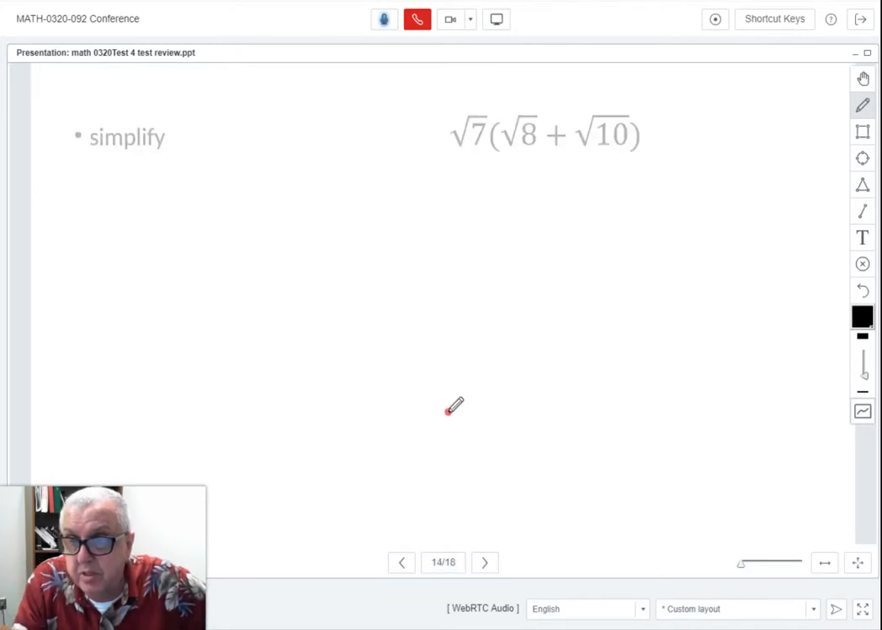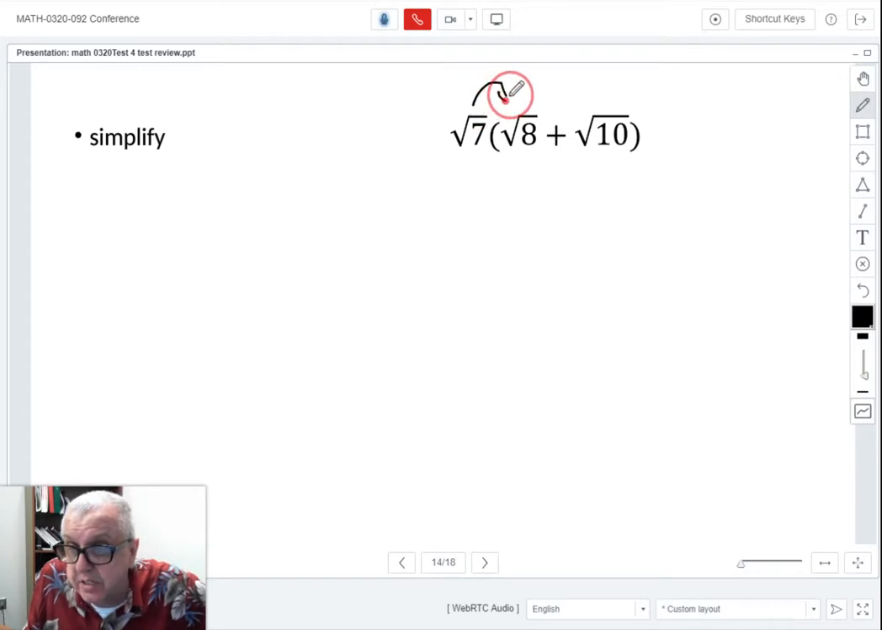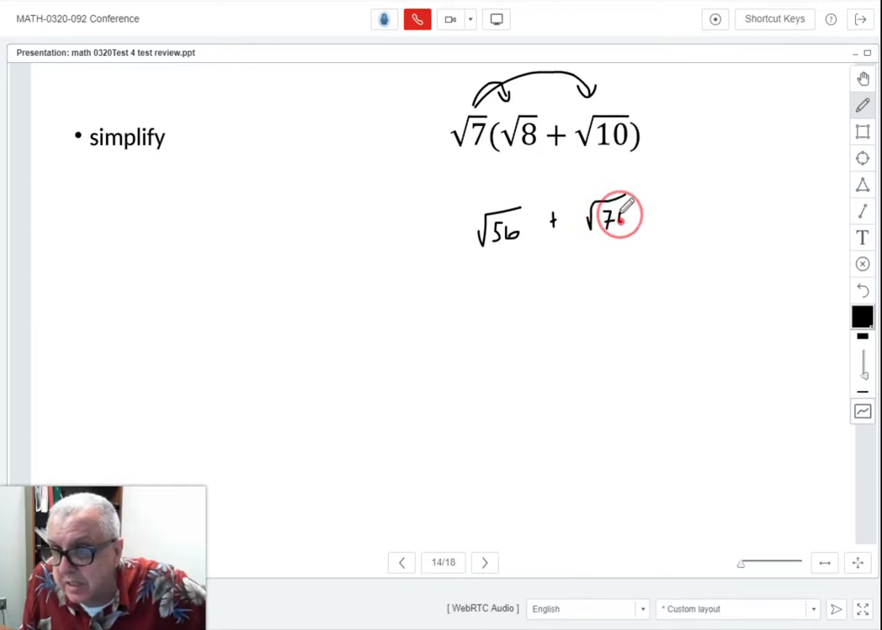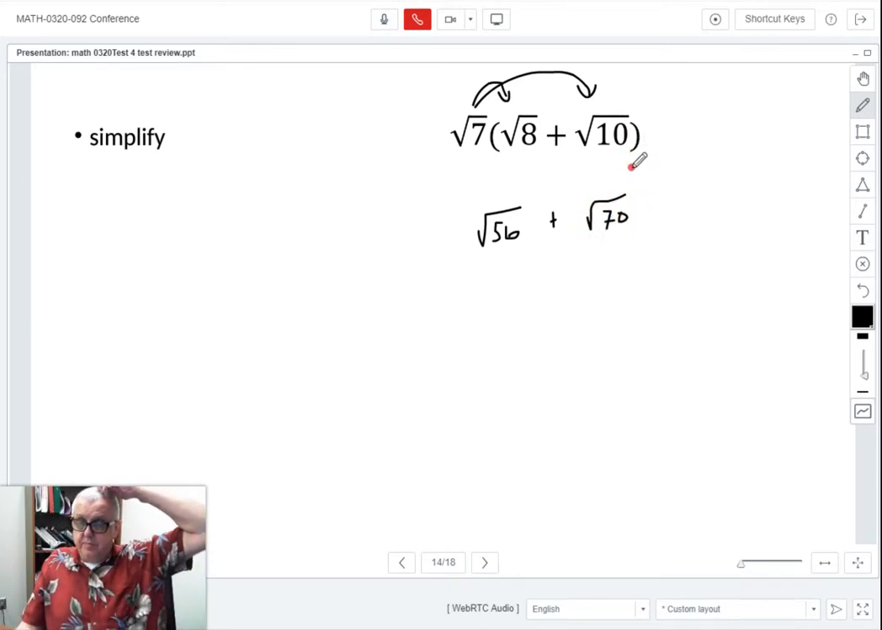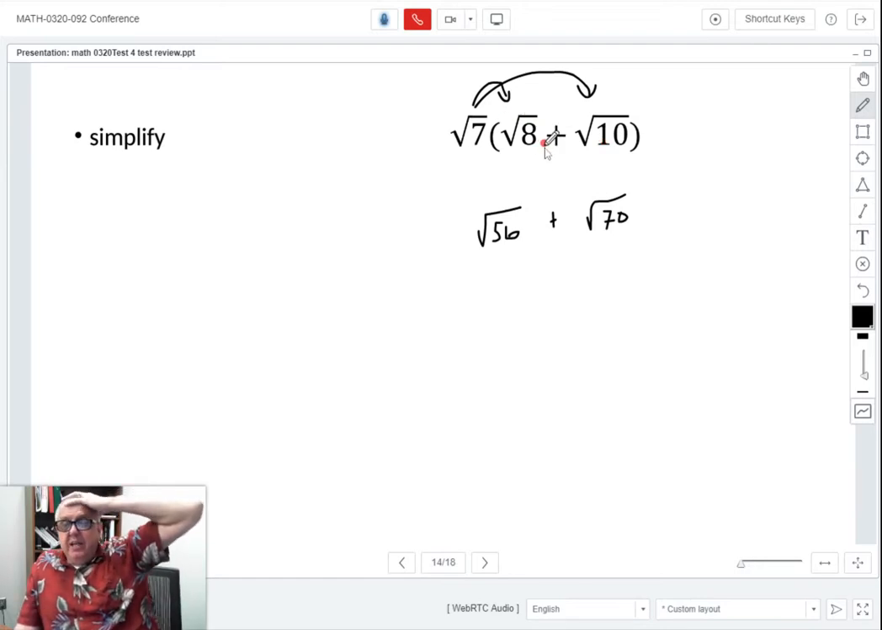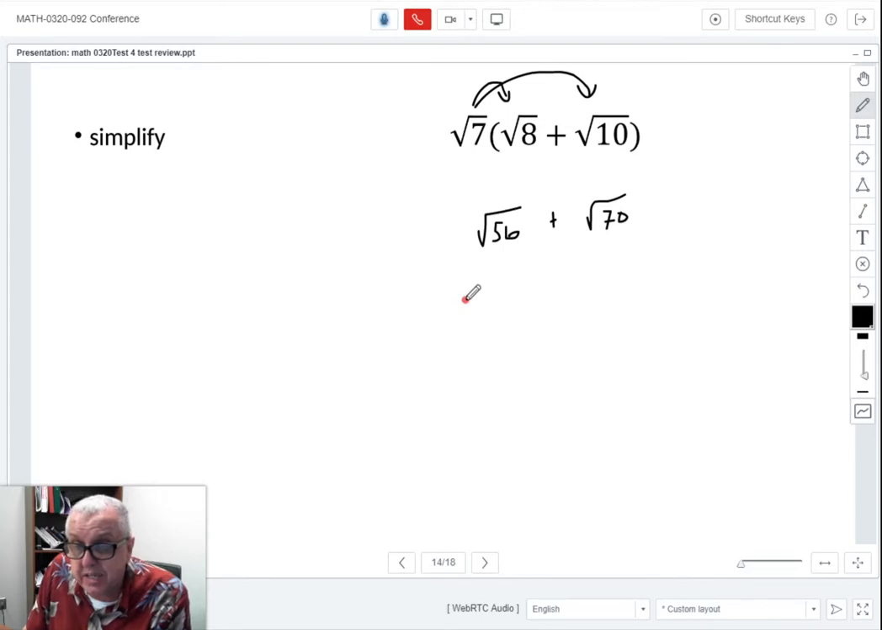Simplify this problem. So there's a number outside of parentheses, so we have to distribute that. 7 times 8 is square root of 56. And 7 times 10 is the square root of 70. So we distribute that, and we still have to simplify. Try to take as much stuff out of the radical as we can, out of the square root.